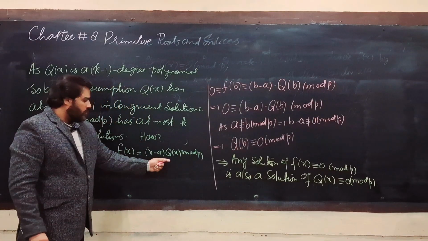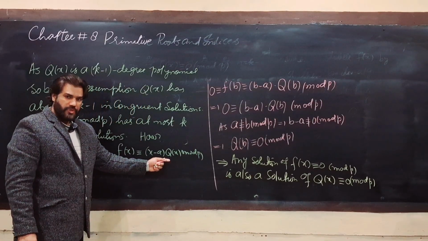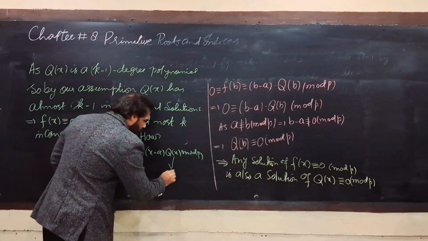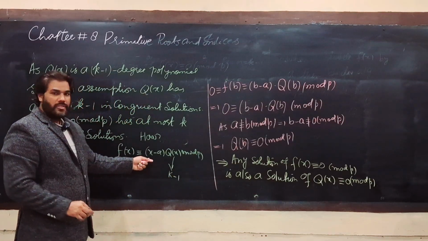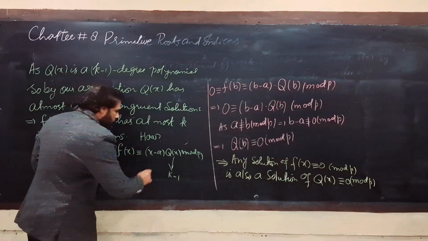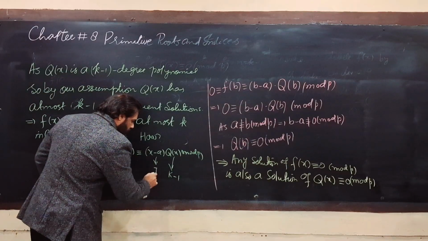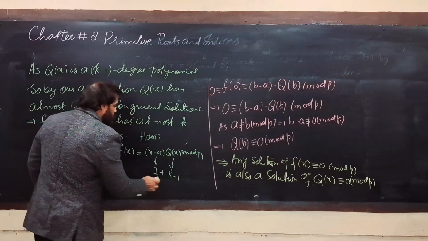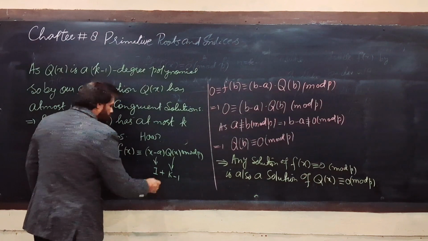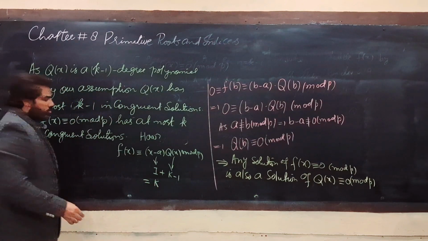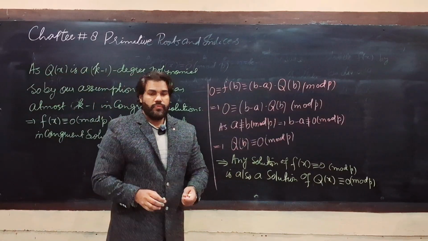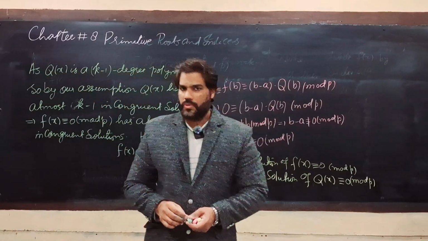When you say q of x, this is a k minus 1 degree polynomial, so it has k minus 1 incongruent solutions. Clearly x minus a is a linear polynomial, so it must have only one solution. So the total number of solutions is equal to k. That we have to prove. So this completes the proof of Lagrange theorem for polynomial congruence.